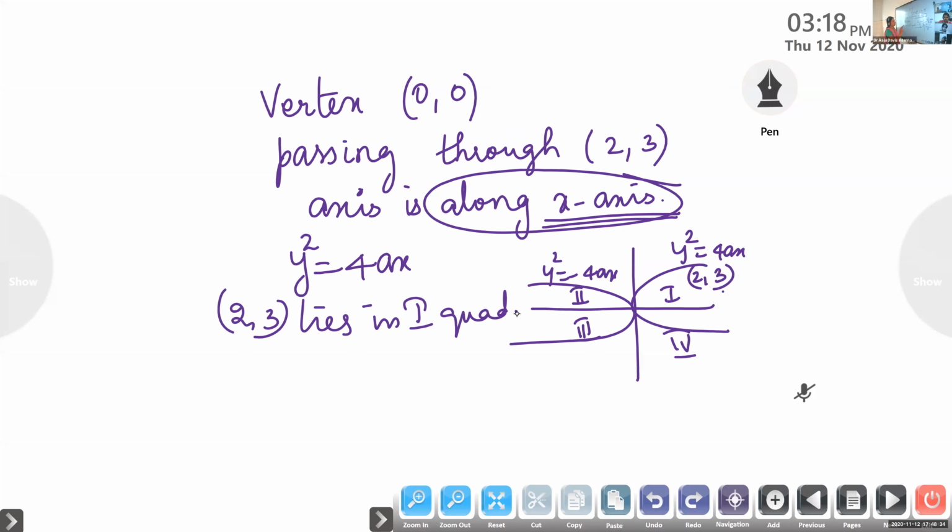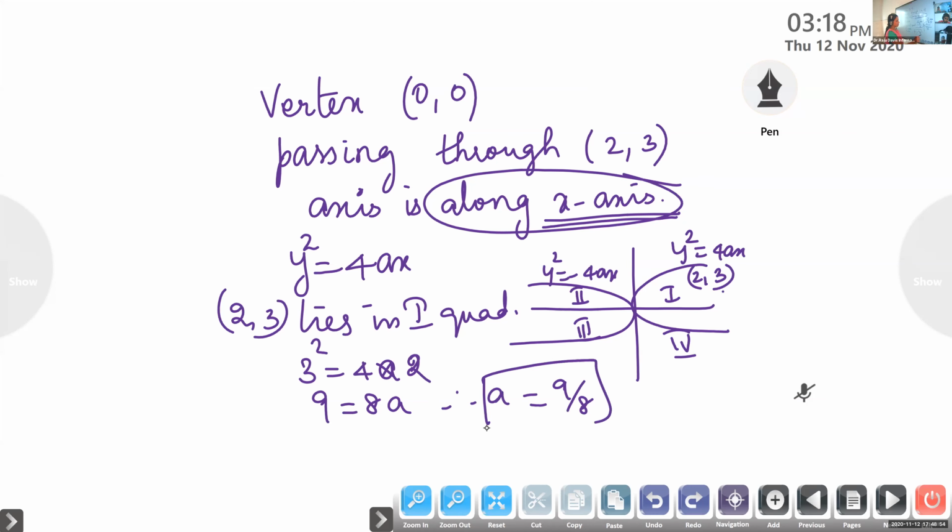So substitute here. This a is unknown. We want to find a. So substitute for x and y. Substitute x is 2 and y is 3. So 3 square is equal to 4a into 2. So 9 is equal to 8a. Therefore, a is 9 by 8. Is it okay?